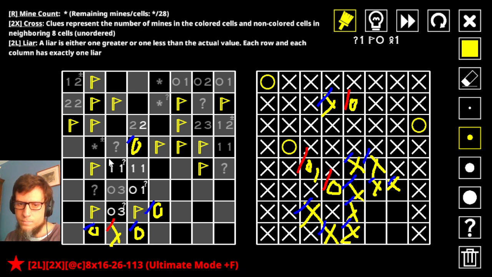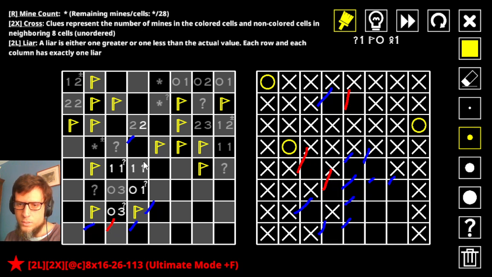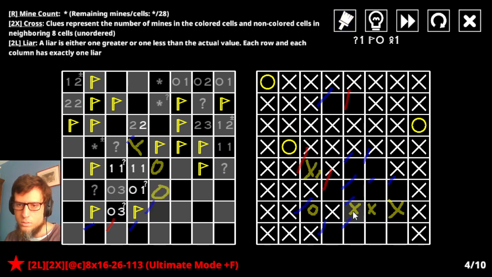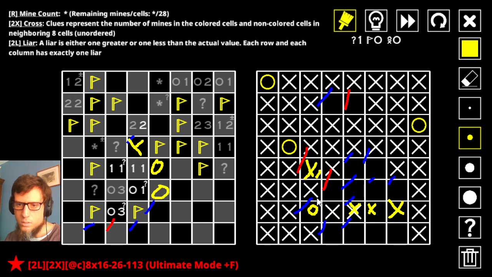Okay. Yep. Okay, so now if you're honest, then you're lying. And there's a mine here, and these are both gone. And then... Oh, okay. So you can't be lying. Alright, that's the last one of those. We got that at least.